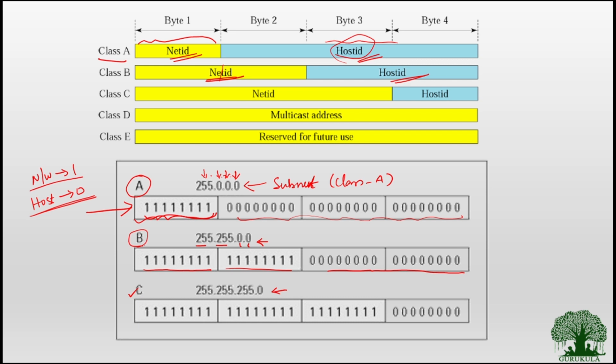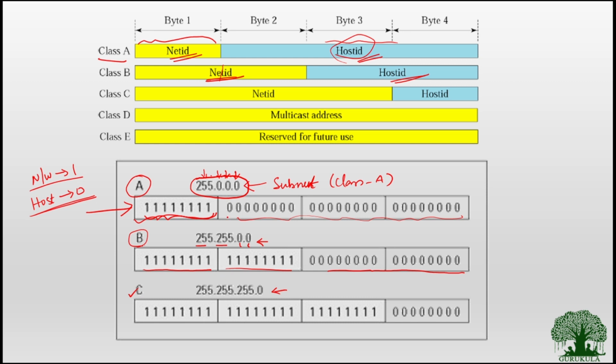This subnet mask helps the system identify how many bits are allocated to represent the network and how many bits are allocated to represent the host. And if a system sees that the subnet mask is 255.0.0.0, then it understands that this is by default a class A address and no subnetting has been performed, because we are allocating only 8 bits to represent the network.